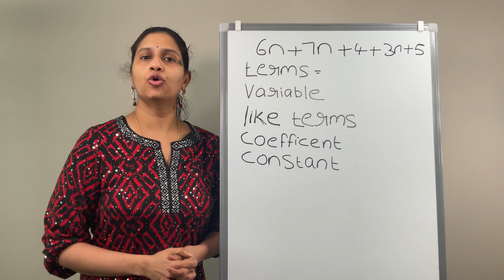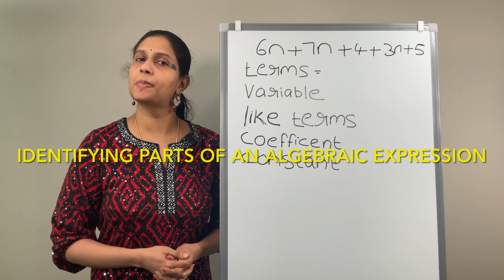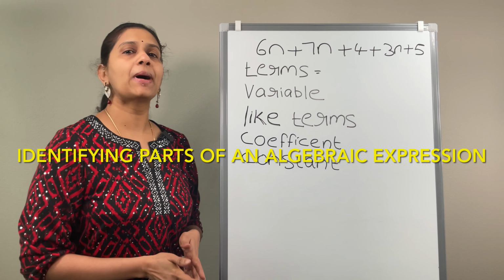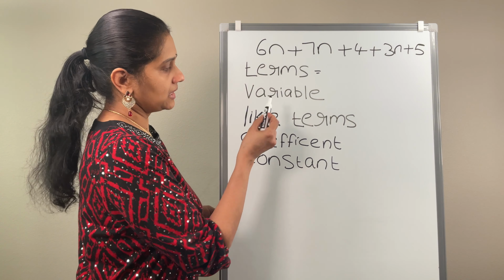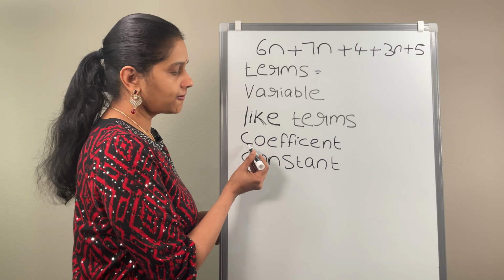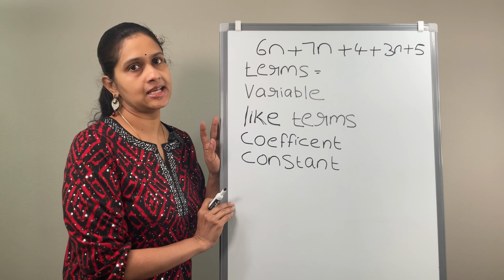In today's video, we are going to discuss identifying parts of an algebraic expression. Generally, the parts of an algebraic expression are terms, variables, like terms, coefficients and constants. Now let us see each of these in detail.